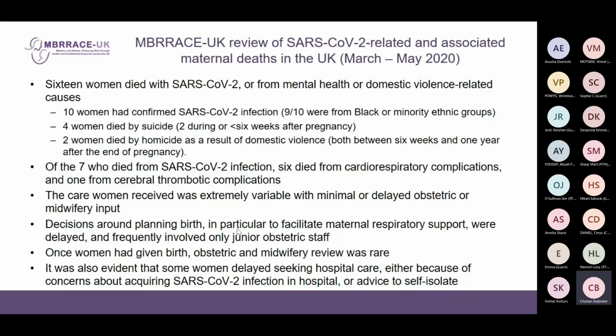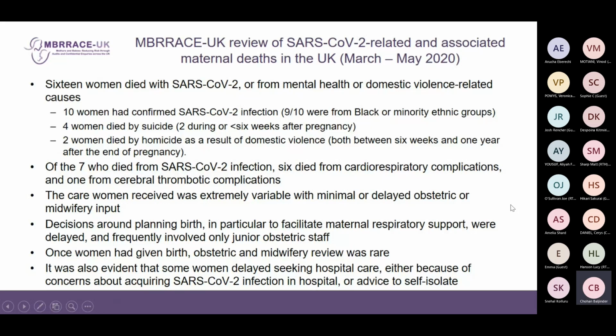Still, 10 out of those 16 were COVID, which is quite a significant number of women in that time. What did we say before? Was it 30 odd patients who had died in 2016 to 18? I think I'd said 31 women had died in that 3-year period. So it goes to show that there has been a significant increase in the number of women who died. Of those 10, 7 died from COVID infection, 6 from cardiorespiratory complications, and 1 from thrombotic complications.